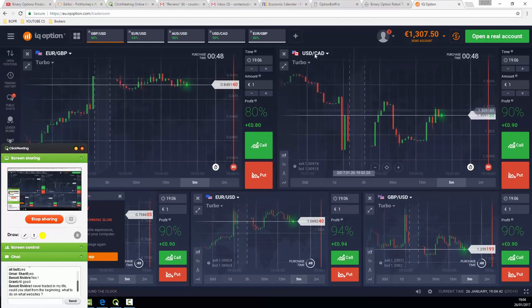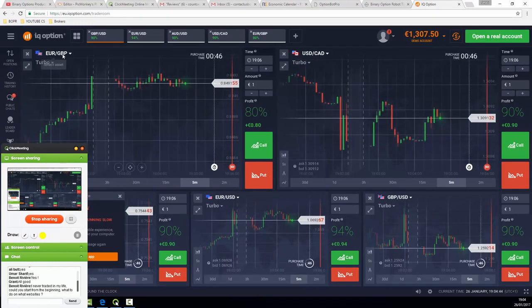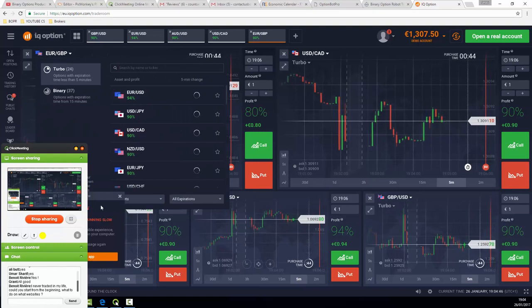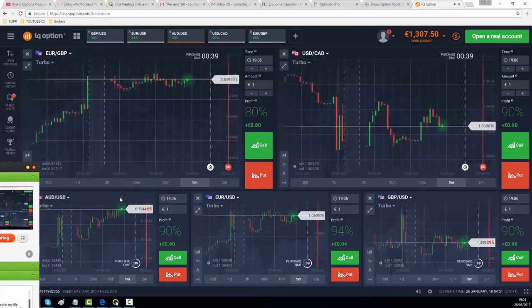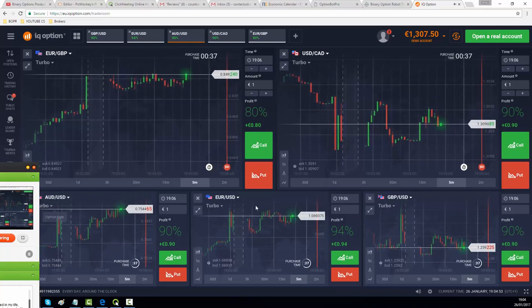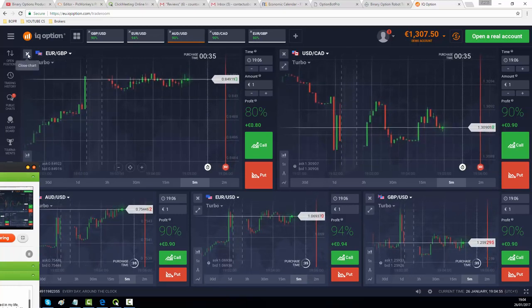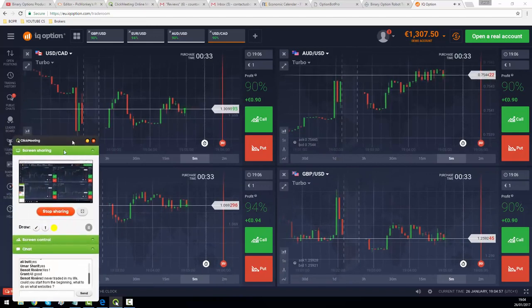IQ Options, USD CAD, Euro GBP. What's that? Browser is running slow. Download the app. Go away. AUD USD, Euro USD, GBP. I'm going to get rid of Euro GBP. There we go.